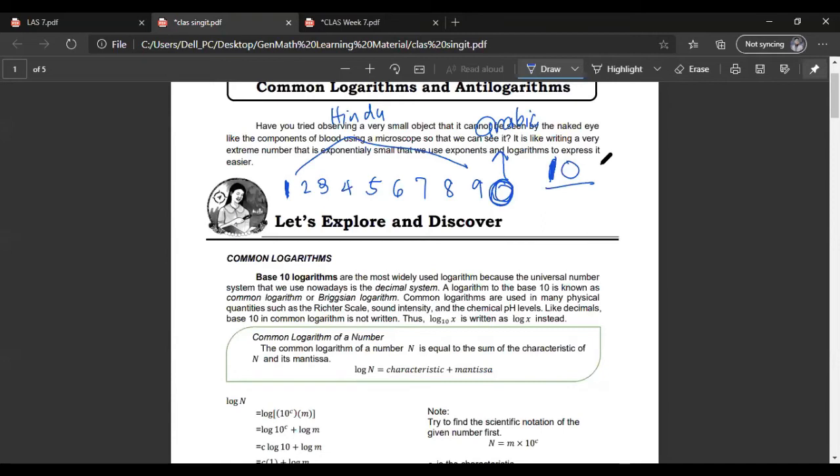Okay? Ano pa? Sige, another trivia. Sa tingin nyo, bakit bilog kaya yung symbol for 0?